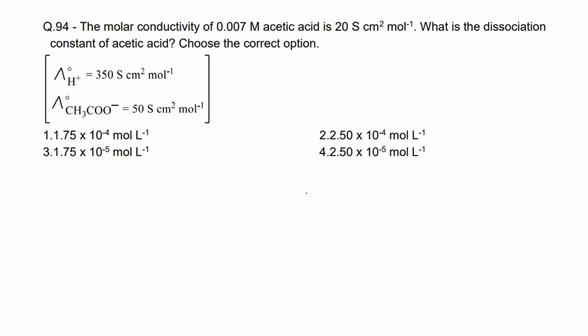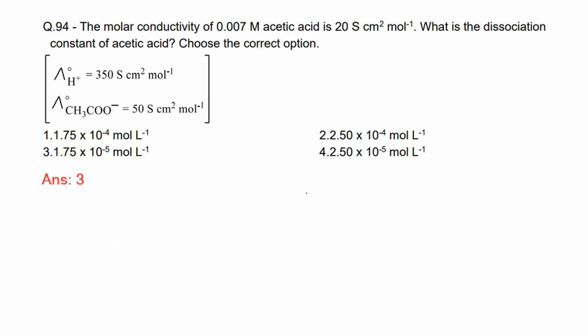The molar conductivity of 0.007 molar acetic acid is 20 Siemens centimeter square per mole. What is the dissociation constant of the acid? Choose the correct option. Molar conductivity, lambda m, is given. And what is the dissociation constant of acetic acid? So first, the dissociation constant, Ka, is equal to alpha square C. That is a formula. So first I need to get the alpha value.